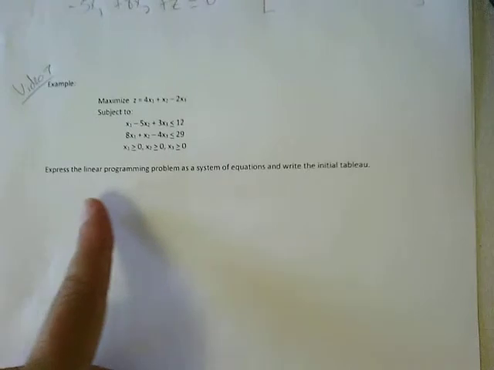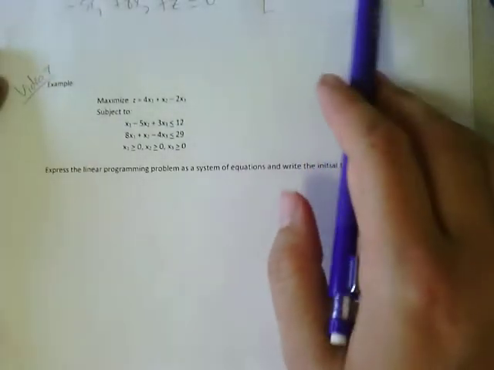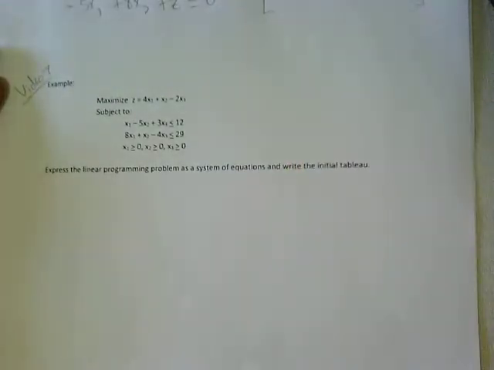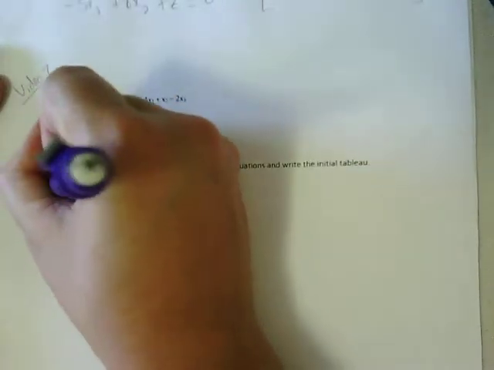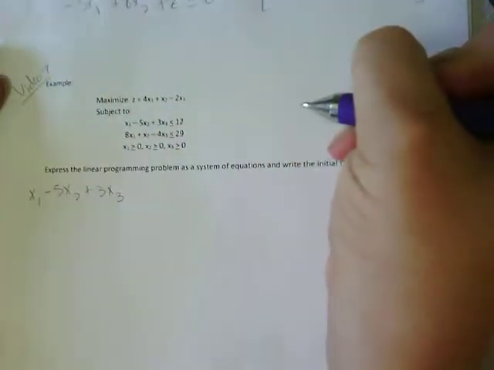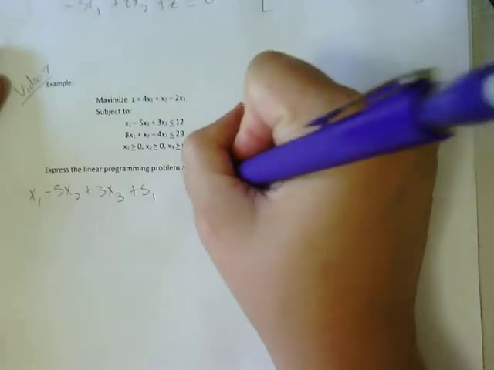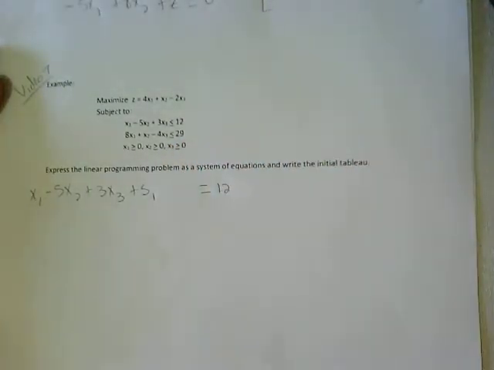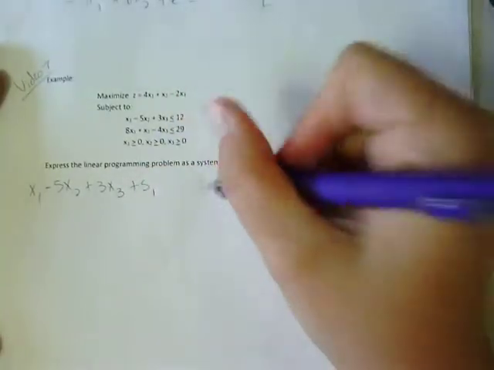We're going to express the linear programming problem as a system of equations, and we're going to write the initial tableau. Okay, so again, I'll actually offset everything this time so that it'll look just like my tableau should. For my first equation, I can write that as x1 minus 5x2 plus 3x3, and I'll add in s1 because that is my first equation. And over here I'll put equals 12. I might actually scoot that equal sign over even a little more.